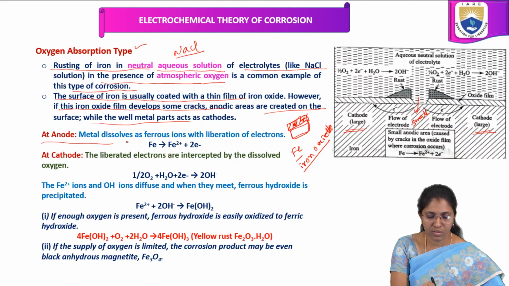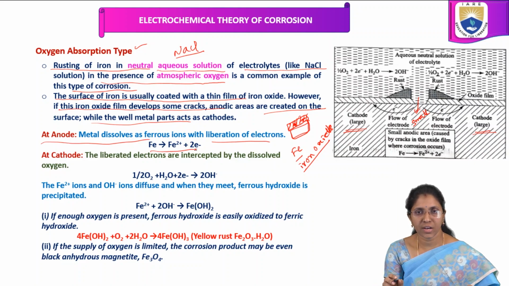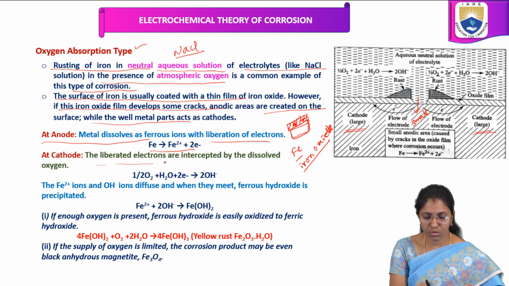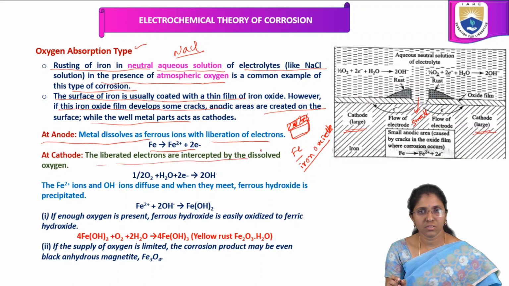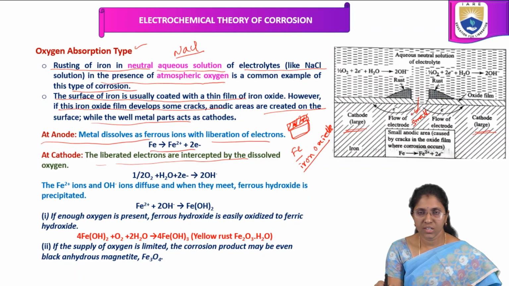At anode, oxidation takes place. At anode, oxidation of iron takes place and forms Fe2+ and 2 electrons. At cathode, the liberated electrons are intercepted by the dissolved oxygen. So here we are taking the rusting of iron in neutral aqueous solution in presence of oxygen. So this has some oxygen molecules, and these electrons react with oxygen and form hydroxide ions.